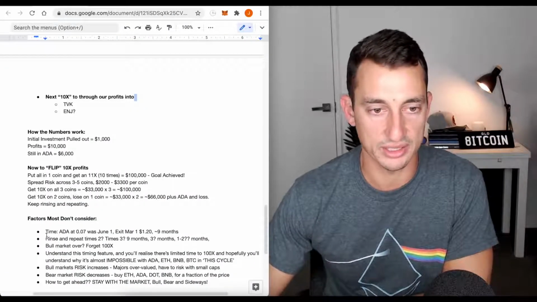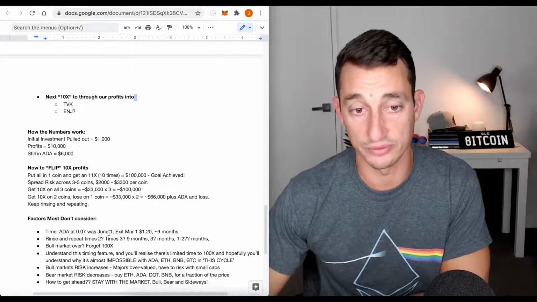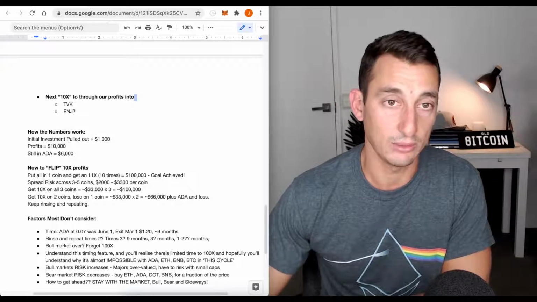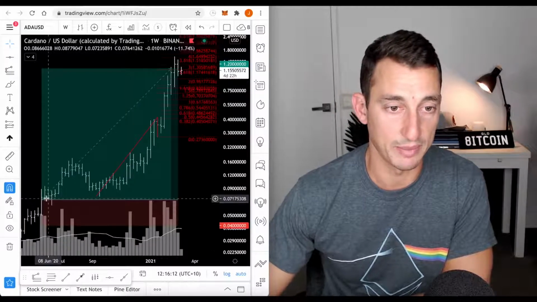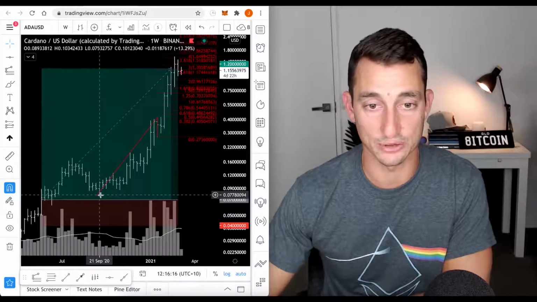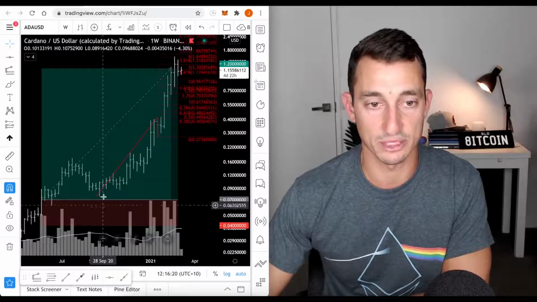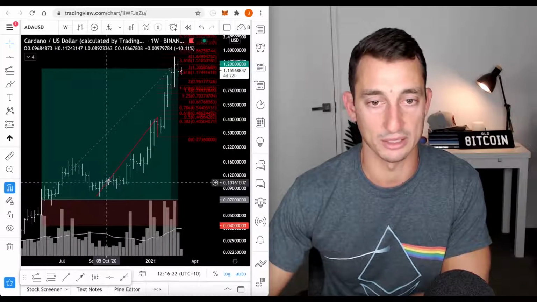Factors most don't consider: time. ADA was at 7 cents. That was on June 1st. Plus, it was 7 cents back here in around September. That was the second entry. Now, you're not ever going to know if you're going to get back into ADA at 7 cents, especially on such a quick spike down, and it was back at 9 to 10 cents.